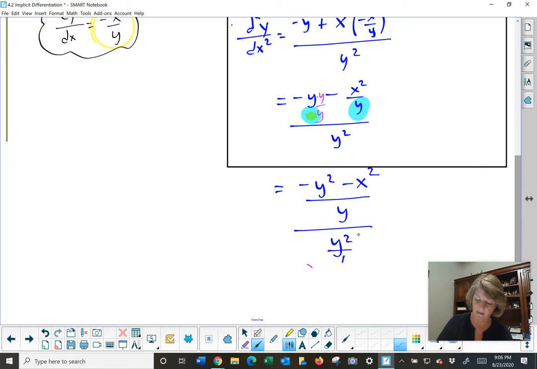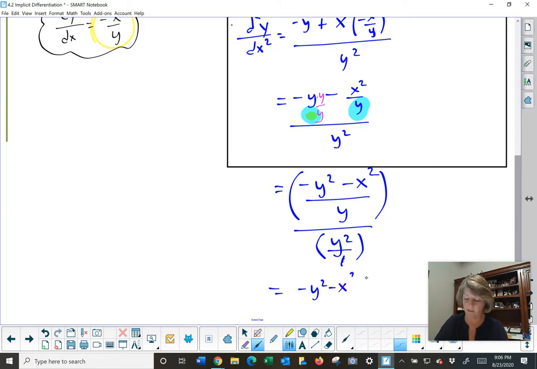Well, that's like this, isn't it? If some of you have trouble doing that, just generate that fraction. We know dividing by a fraction is like multiplying by its reciprocal. So I get negative y squared minus x squared over, this would turn into 1 over y squared. So y squared times y gives me y cubed.